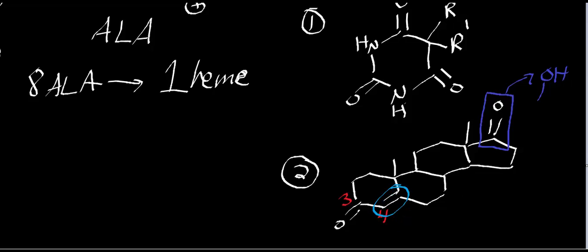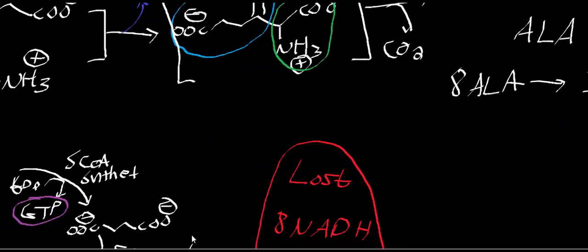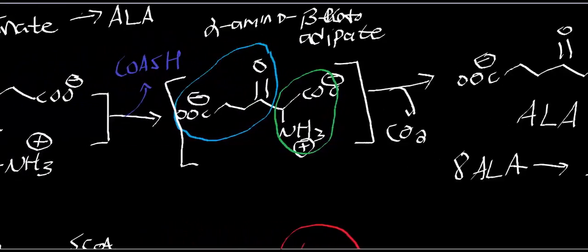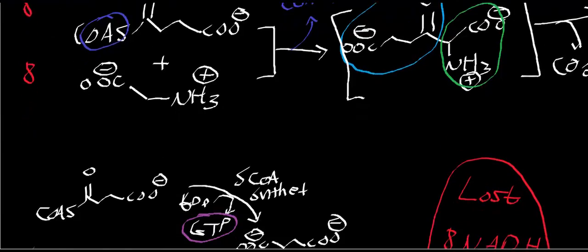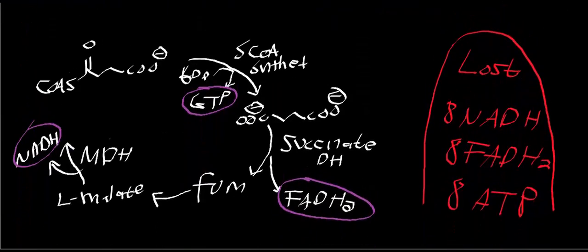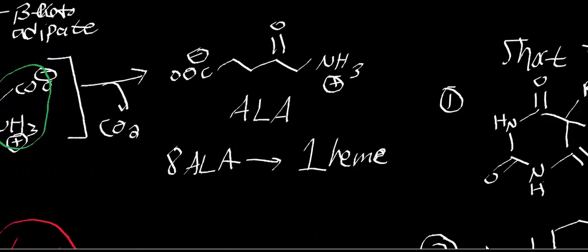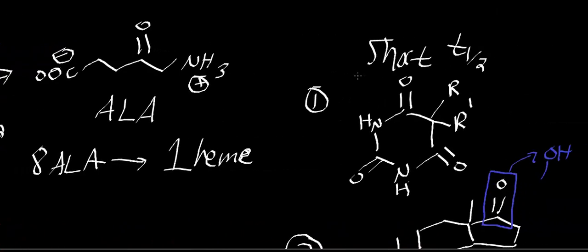And because this enzyme is the committed step, once you form ALA you're committed to forming heme. So that's why you want to have as much regulation on it as possible, because you're bypassing the production of all this energy. So if you're bypassing it, you want to have regulation on it. Okay. And so the first regulation is regulation of the synthesis of the enzyme.